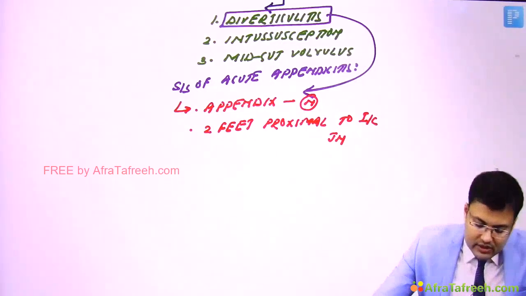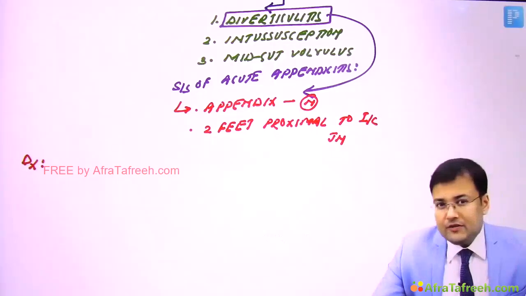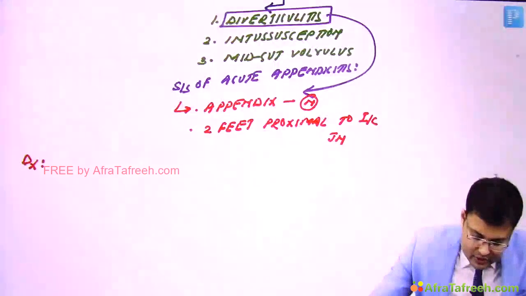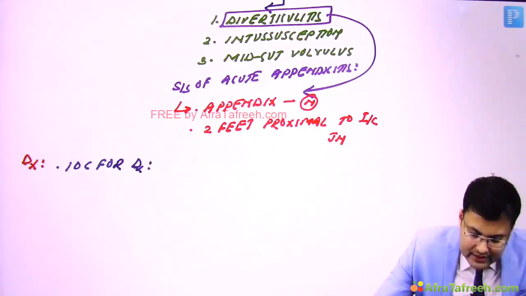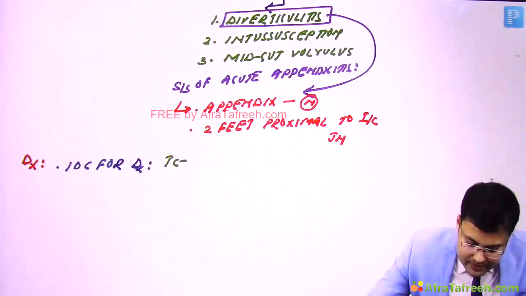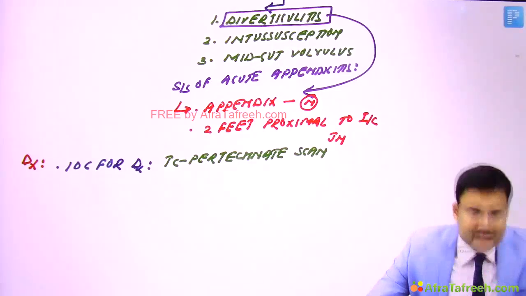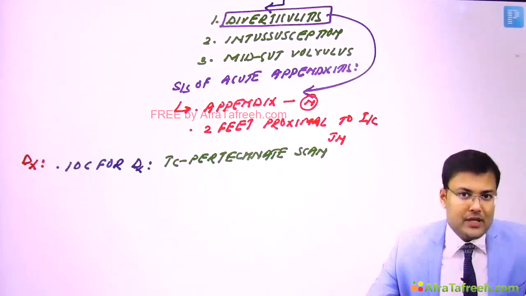Now coming to the diagnosis. So how are we going to make the diagnosis? Investigation of choice for diagnosis of Meckel's diverticulum is technetium pertechnetate scan. So what's the investigation of choice for diagnosis? And this is technetium pertechnetate scan. Okay, and see what this technetium pertechnetate scan is going to detect. It is going to detect the ectopic gastric mucosa.